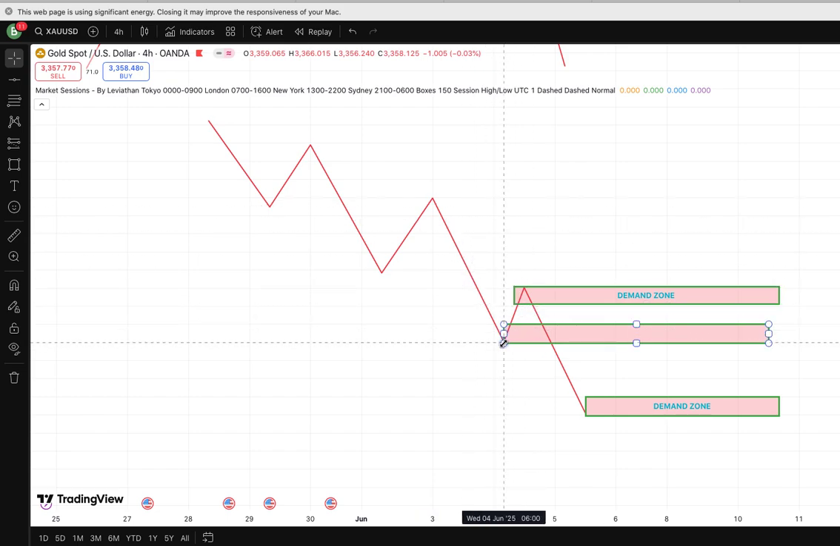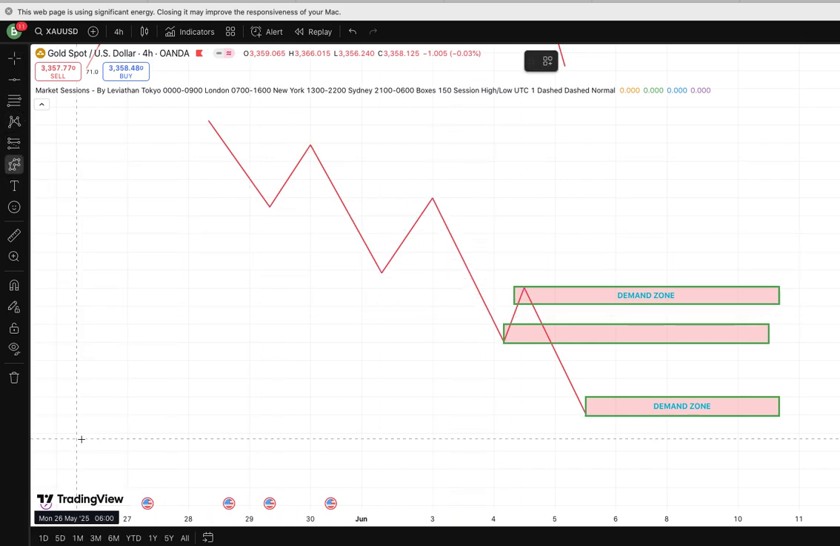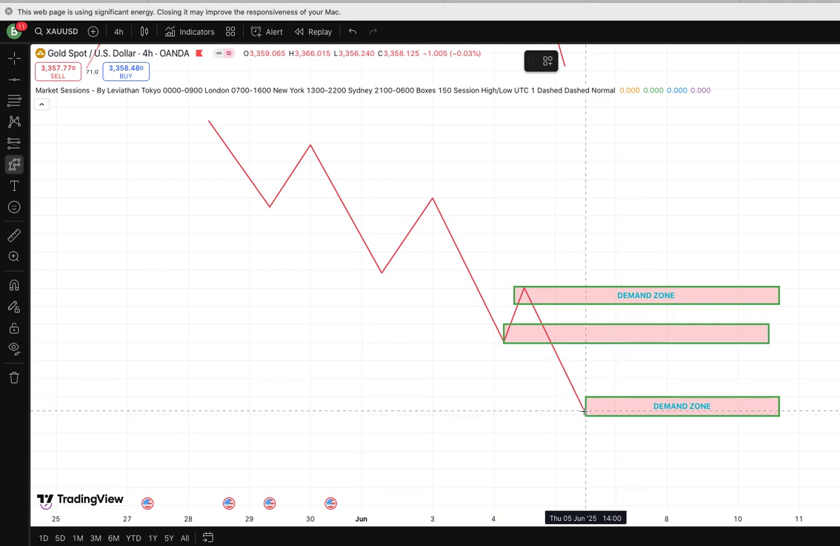All right, so this is a downtrend now. Lower high, lower low, lower high, lower low, lower high, lower low. I want the price to do me a favor, to do what? To trend. This is an extreme demand zone.